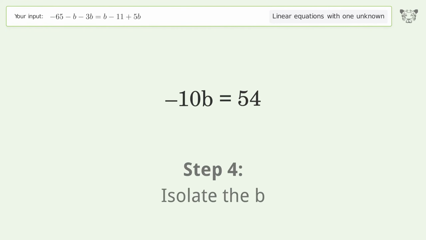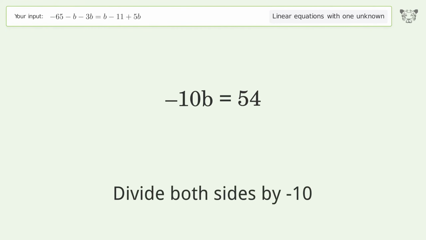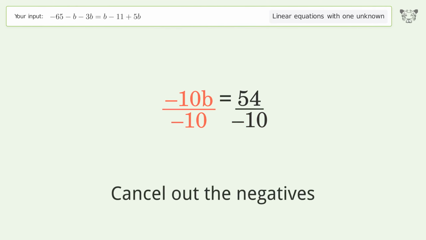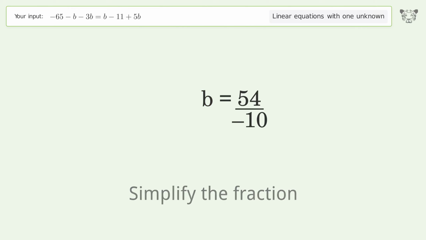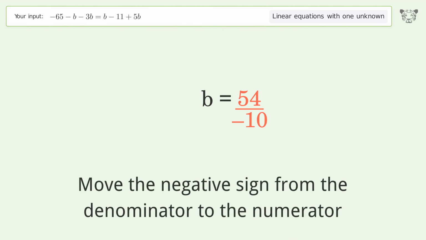Isolate the b. Divide both sides by -10. Cancel out the negatives. Simplify the fraction. Move the negative sign from the denominator to the numerator.